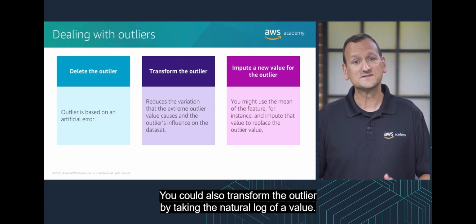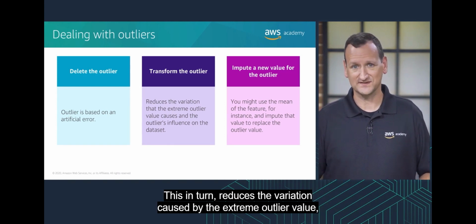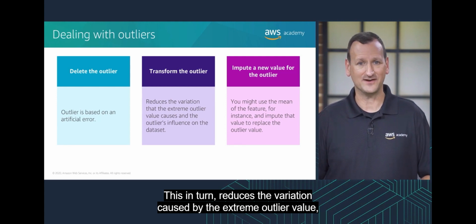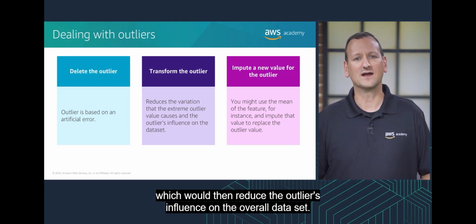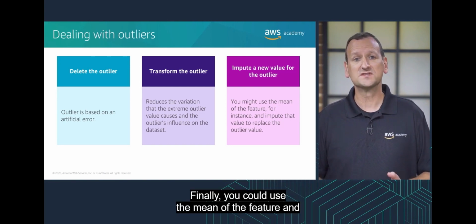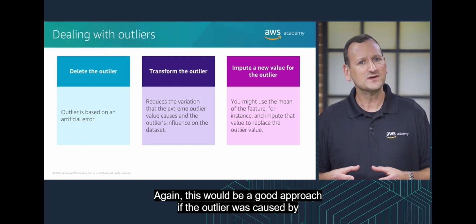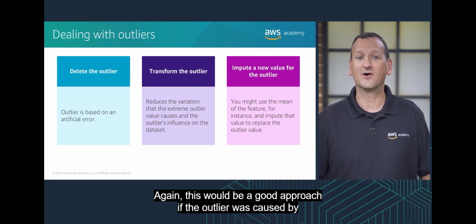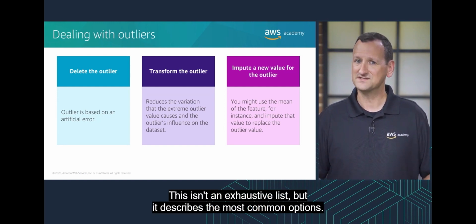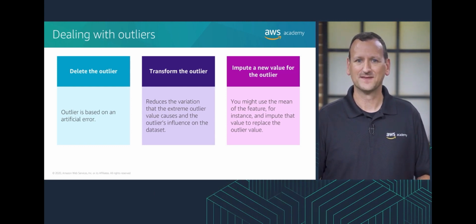You could also transform the outlier by taking the natural log of a value. This, in turn, reduces the variation caused by the extreme outlier value, which would then reduce the outlier's influence on the overall dataset. Finally, you could use the mean of the feature and impute that value to replace the outlier value. Again, this would be a good approach if the outlier was caused by artificial error. This isn't an exhaustive list, but it describes the most common options.